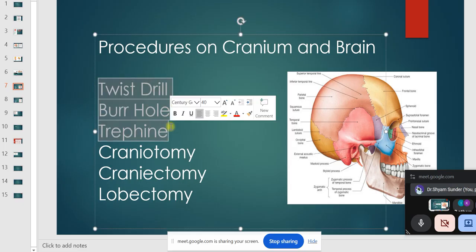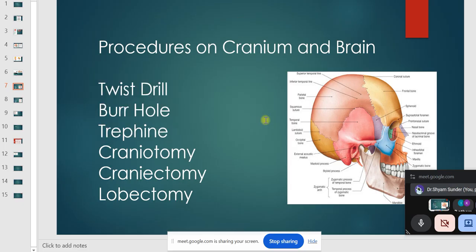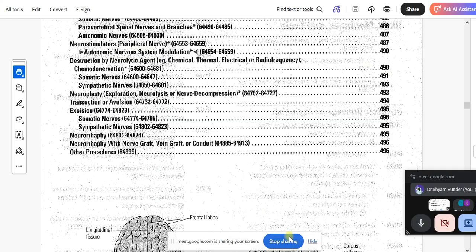So these are the instruments with which they open the skull bone and reach the organ. Craniotomy, craniectomy, lobectomy. So these are the basics you need to understand first. Then you have to go for advanced topics, isn't it? So let's see these procedures.